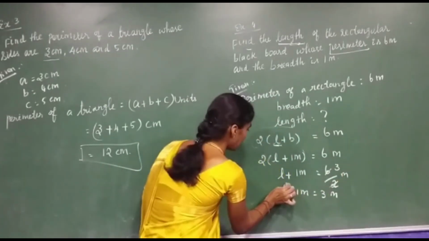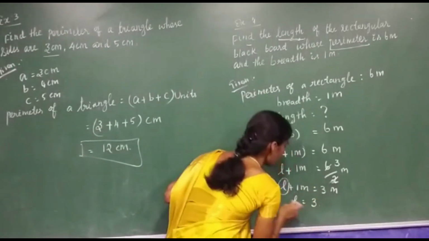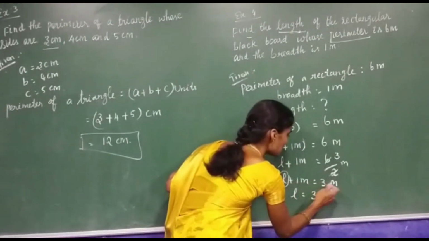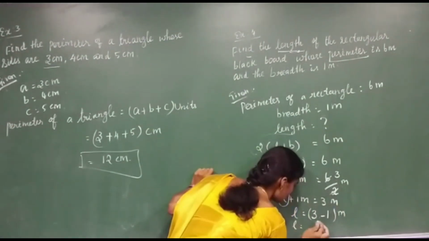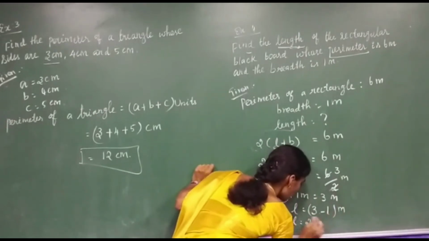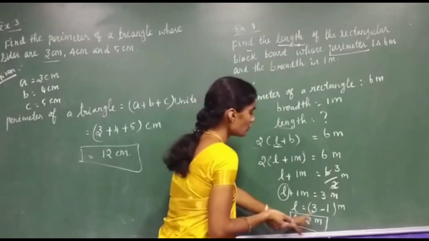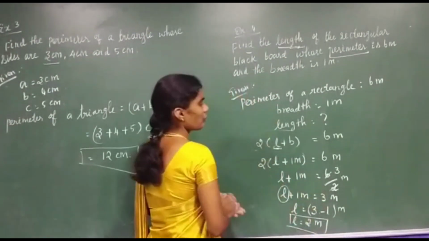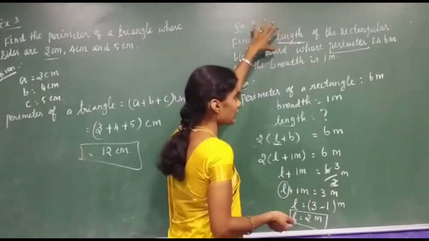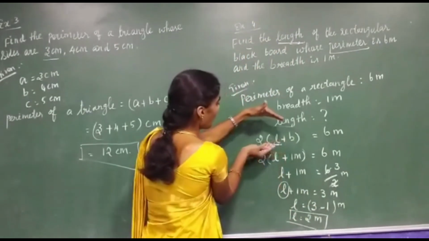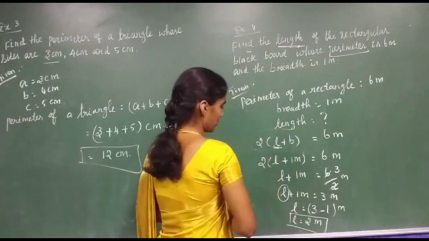We want to calculate this length value only. So length equal to 3, and plus 1 going to the equal side becomes minus 1 meter. So the length value is 3 minus 1, which is 2. So 2 meter. The length of the rectangular blackboard is 2 meter. Can you understand the problem or not? They gave a perimeter value and we want to calculate the length. So just write the formula and substitute the values, and you can easily find it.